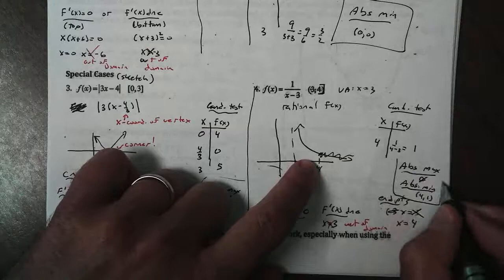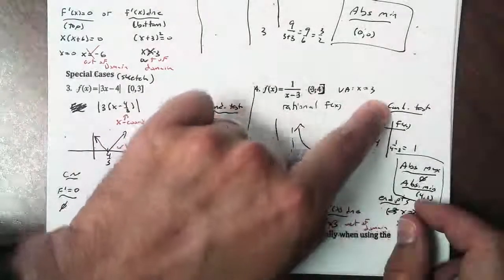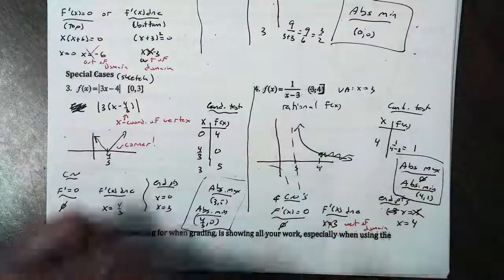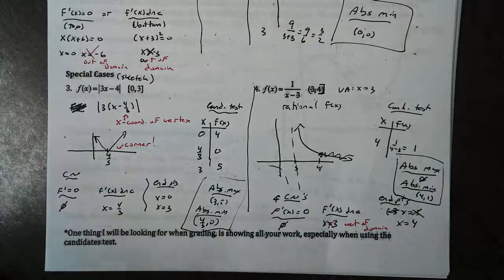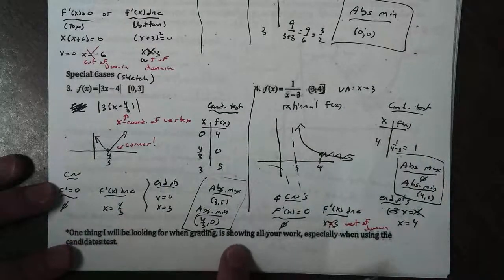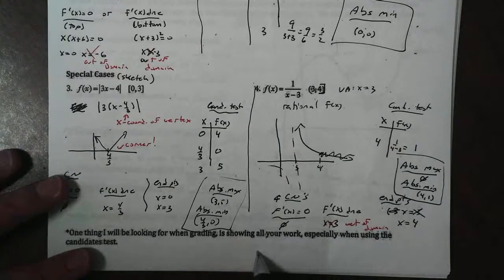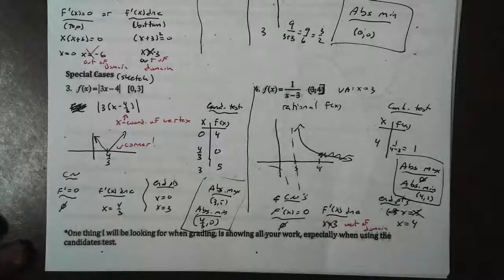So here we used the candidates test and our graph to kind of get the answer there. We had to use both of them there. One thing I'll be looking for when I'm grading, even on the AP, is showing all your work, especially when using the candidates test.